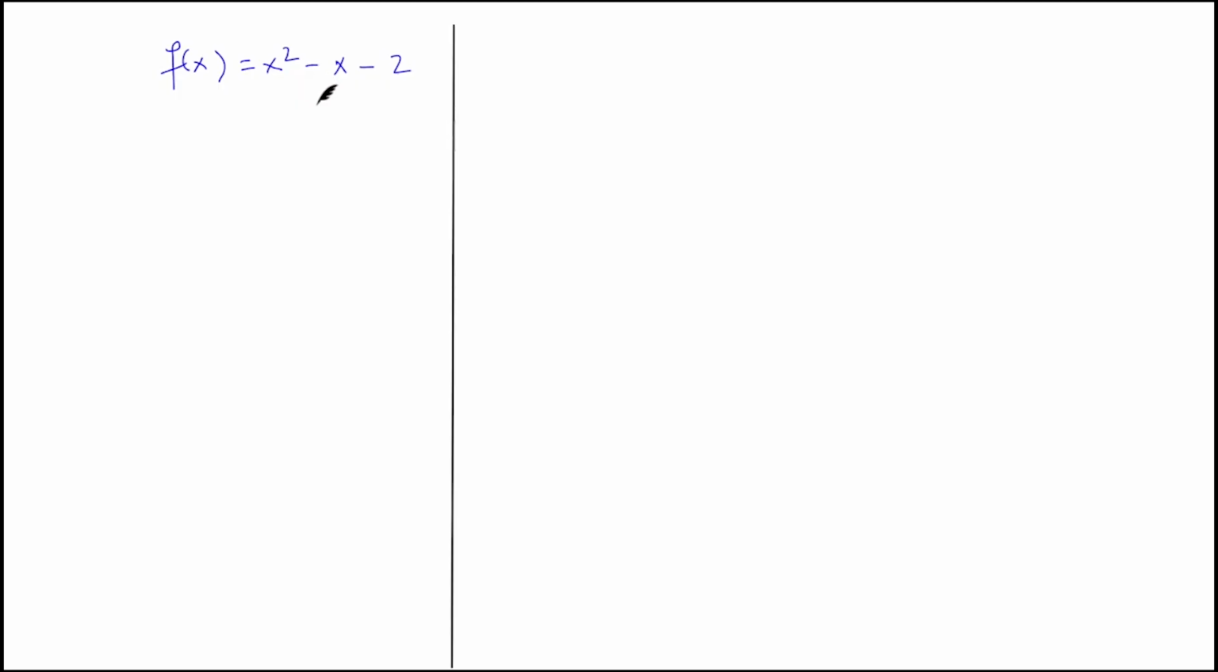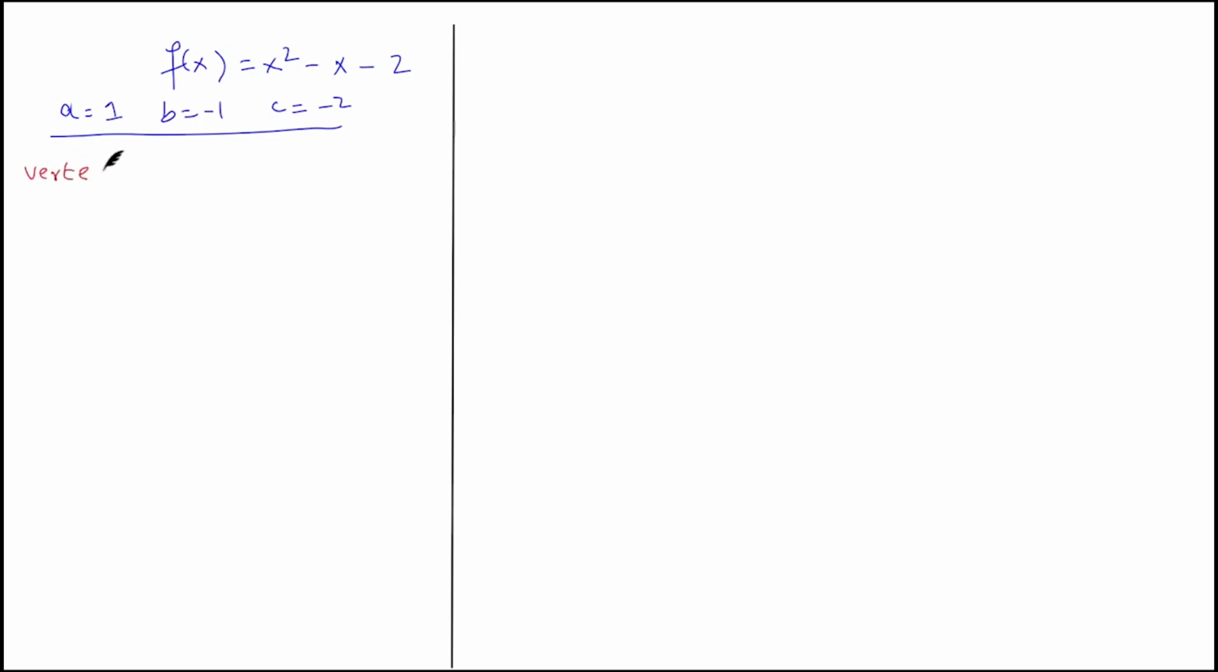Let's graph this function f of x equals x square minus x minus 2. The first thing is to identify the shape of the graph, and we do that by looking at the coefficients. So a equals 1, b equals minus 1, and c equals minus 2. A is greater than 0, so we know that the graph is U-shaped. Then we need to find the vertex.